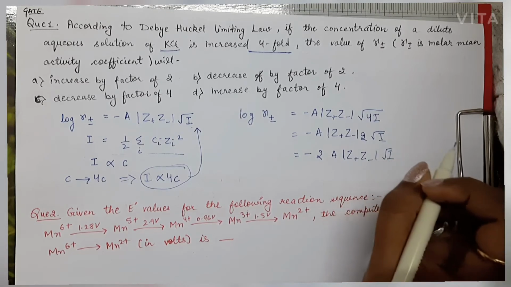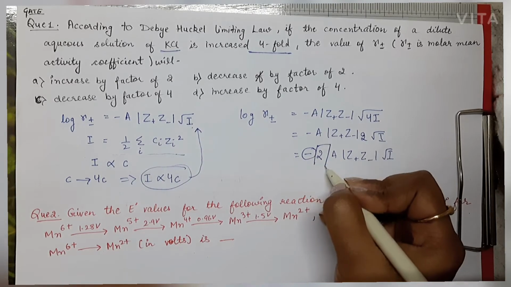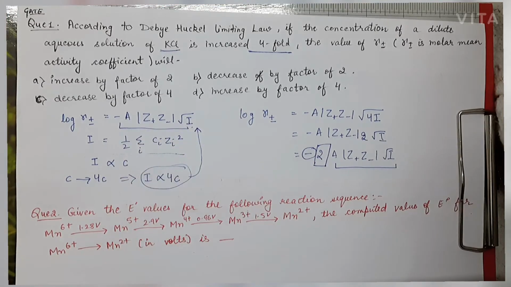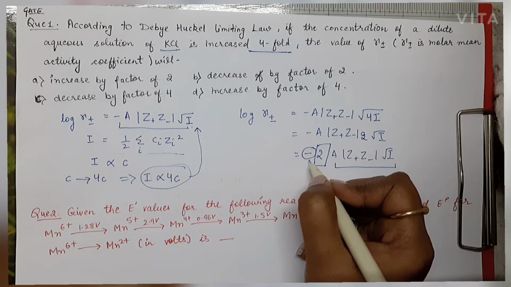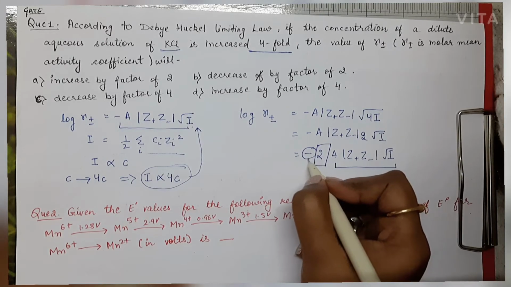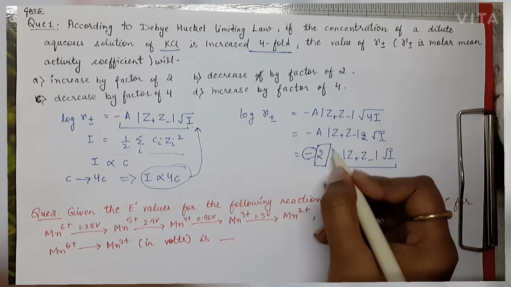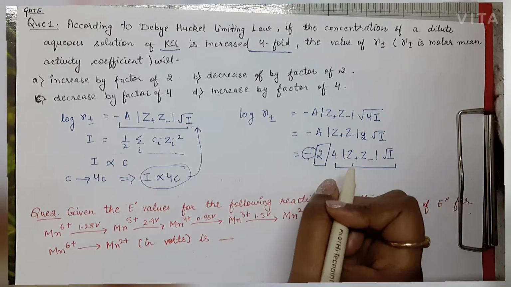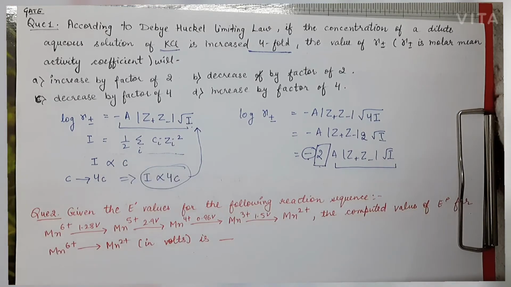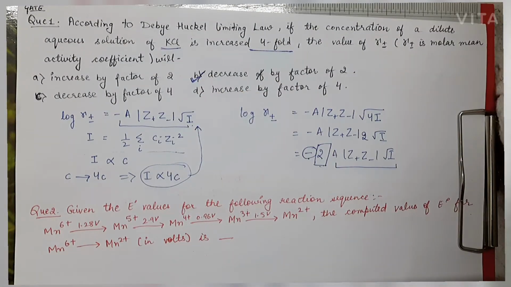So there are two things to observe: we have a negative sign and we have an extra 2 multiplied by this whole value, if we compare this with the earlier equation. The negative sign indicates that the value of gamma plus minus is going to decrease, and by how many folds? By 2 folds, because this whole value is getting multiplied by an extra 2. So the value is going to decrease by a factor of 2. So the correct option will be option B.